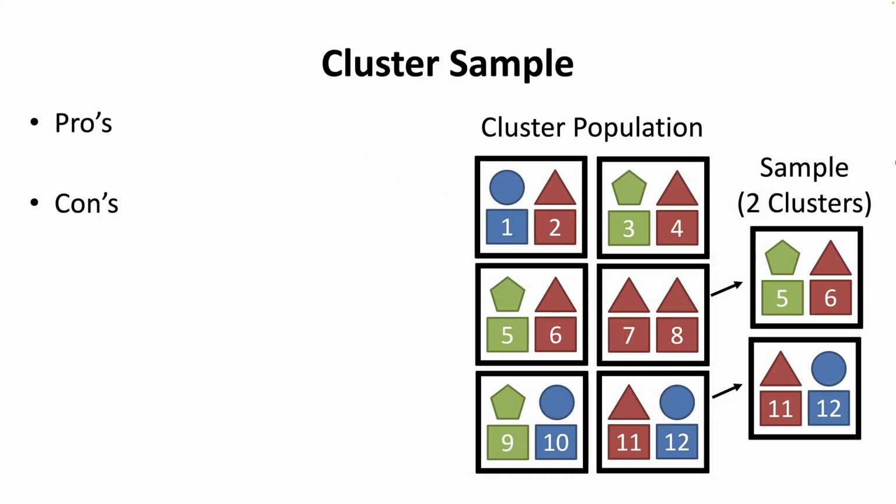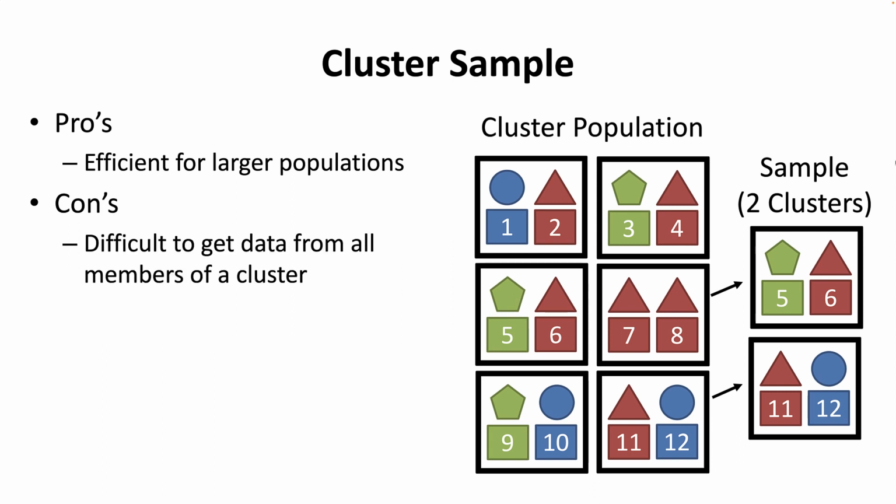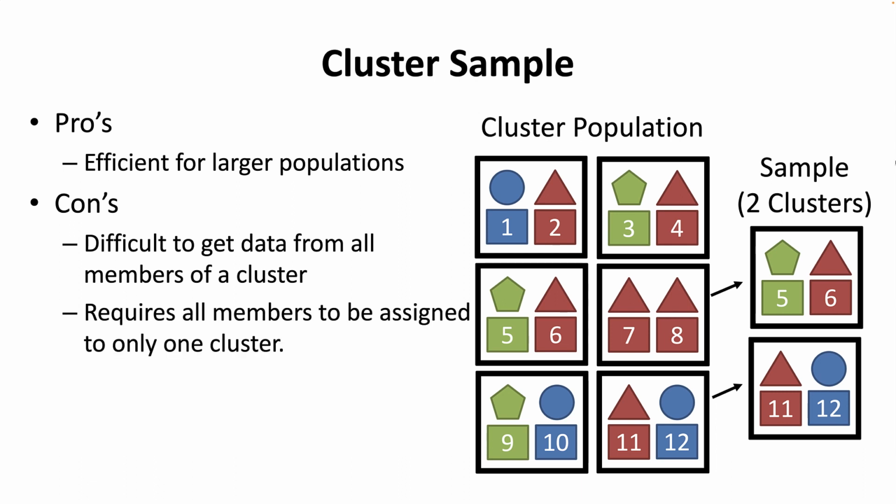Let's take a look at the pros and cons for a cluster sample. The pros are it's efficient for large populations. If you think about it, there's no way we could do a census on an entire national forest. It's way too big, would take way too much time, and would be severely inefficient. The cons are it can be difficult to get data from all members of a cluster. So similar to the stratified sample, it requires all members to be assigned to only one cluster. So if you use dividing criteria where members can identify with 2 or more groups, it can be tricky as to determine where those members get placed.